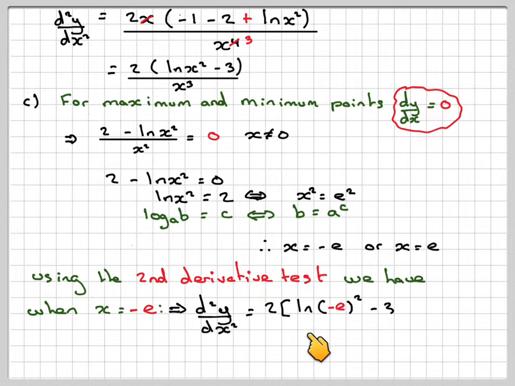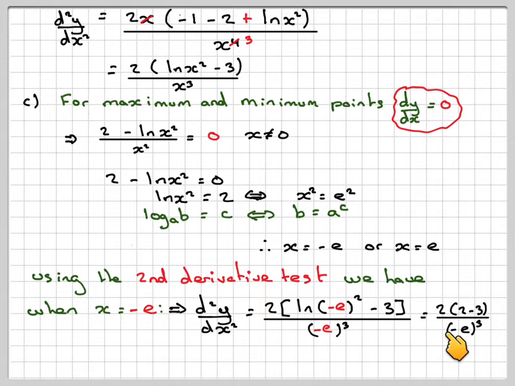So 2 times ln of minus e squared minus 3 over e to the cubed. If you square that minus sign, it becomes positive. Therefore, you're just going to get 2 times 2 minus 3 over minus e cubed. This becomes 2. If you take that 2 down to the front, then that will become ln of e. Or if you square it and then take the 2 down, it becomes 2 minus 3.